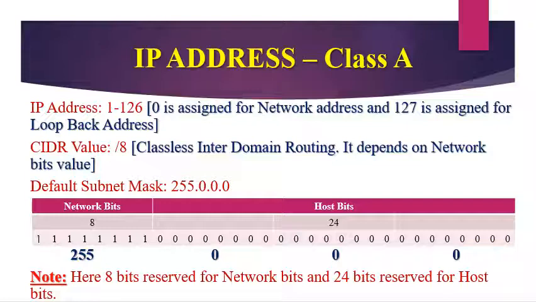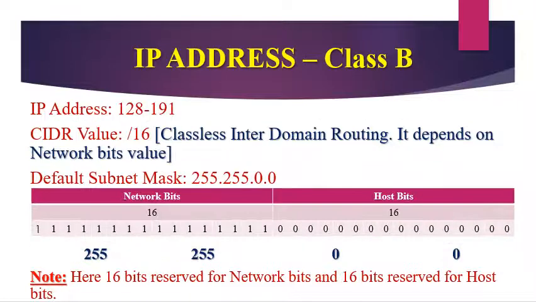So that's why the default subnet mask is 255.0.0.0, because all the 24 host bits are 0, so automatically you get 0 for the host portion. So the default subnet mask is 255.0.0.0. This is for class A.